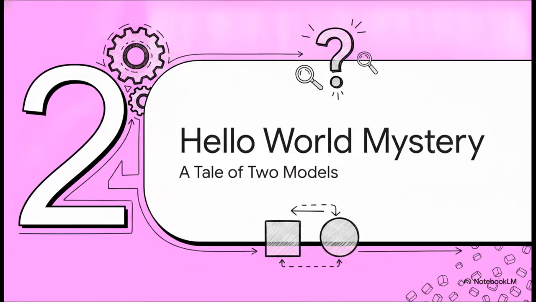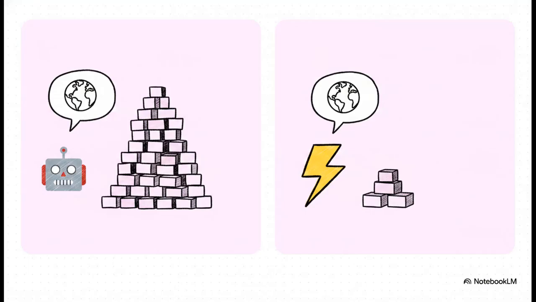Which brings us to part 2, the Hello World mystery, a tale of two models. Let's see how that definition builds into a pretty fascinating discrepancy when we actually put it to the test. Just look at the sheer difference in input tokens here for the exact same two words. If we send a basic Hello World prompt to Anthropic's Claude 3.5 Haiku, the API usage tells us that took 11 input tokens. But if we send that exact same Hello World text to Google's Gemini 2.0 Flash, it only uses 4 input tokens. Same letters, same exact meaning, completely different token count.